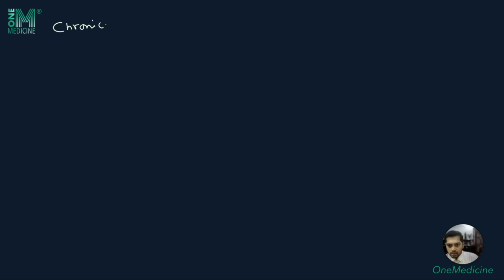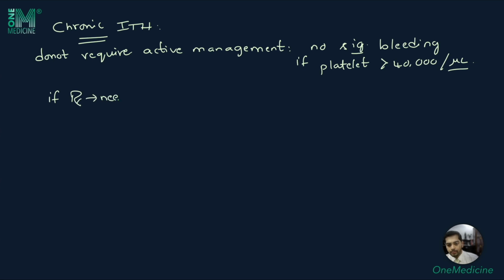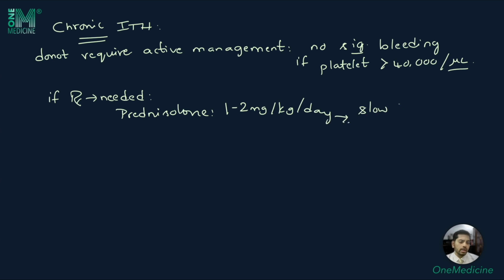In case of chronic ITP, patients usually do not require active management if there is no significant bleeding or if the platelet count is more than 40,000 per microliter. If treatment is needed, the recommended therapy is starting prednisolone in the dosage of 1 to 2 mg per kg per day and slow tapering to maintain a platelet count of more than 60,000 per microliter.